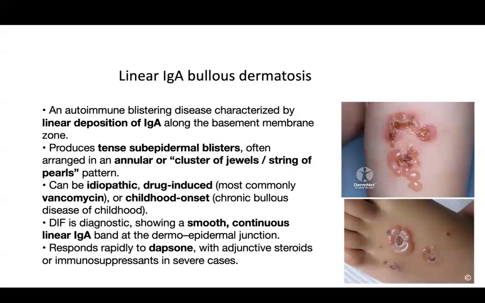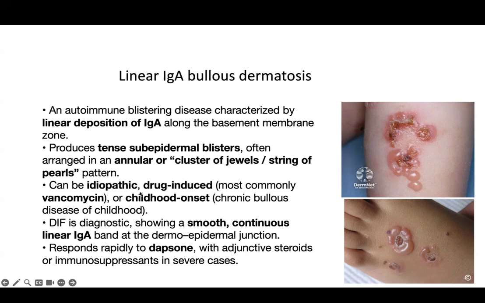Then there is linear IgA bullous dermatosis. It has this characteristic morphology. It can present with just blisters without this morphology, but this presentation is characteristic for it, as you can see. It looks like a flower or pearls. It is an autoimmune blistering disease with linear deposition of IgA, unlike bullous pemphigoid, which was IgG. This is IgA along the basement membrane zone, and it's also tense, subepidermal blisters.